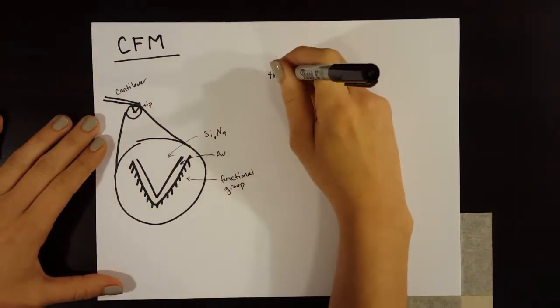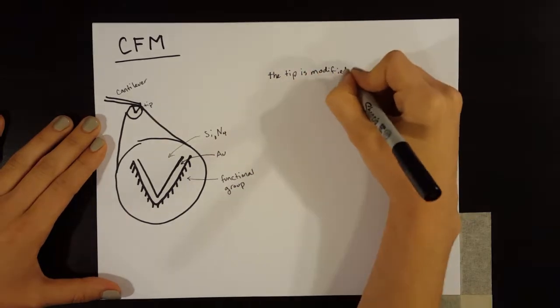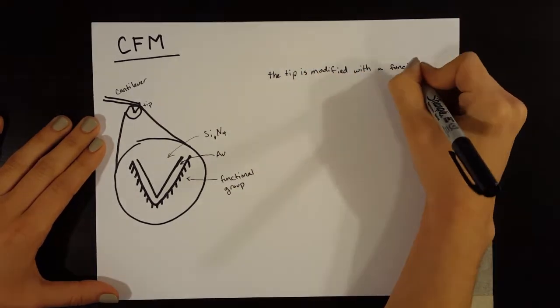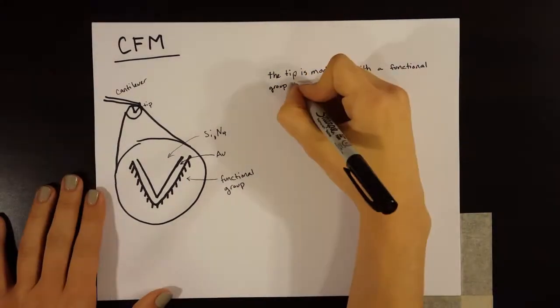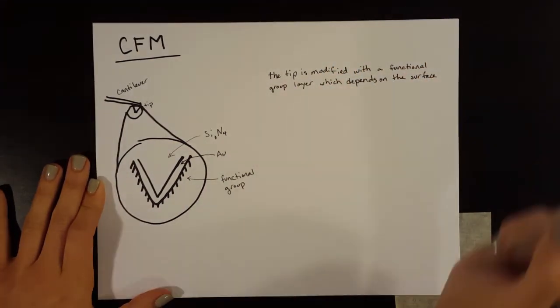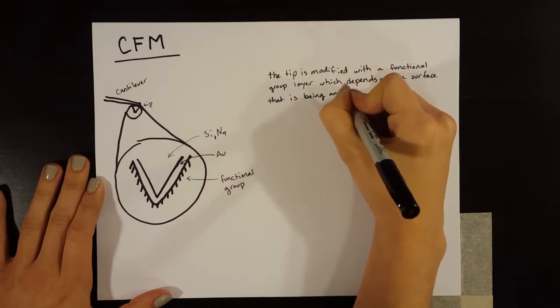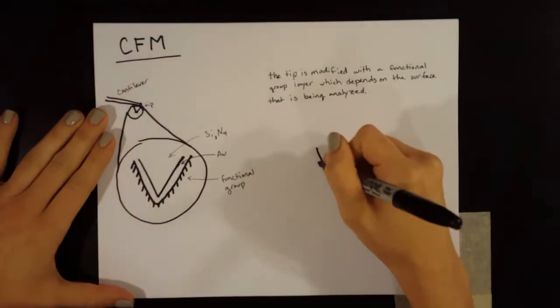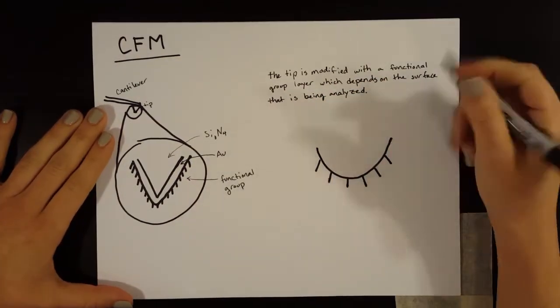The terminal groups on the tip can form chemical bonds with the sample, which creates a frictional force between the tip and sample. This force is measured and can be used to determine the types of bonds being formed to give a spatial distribution of the sample's chemical makeup.